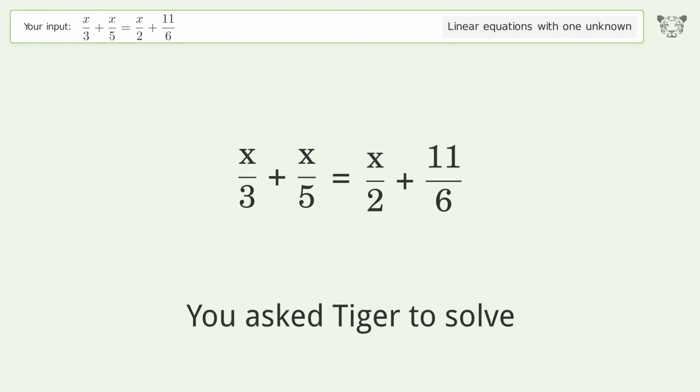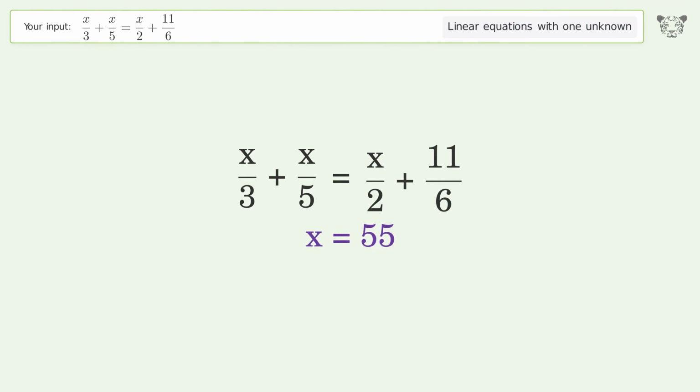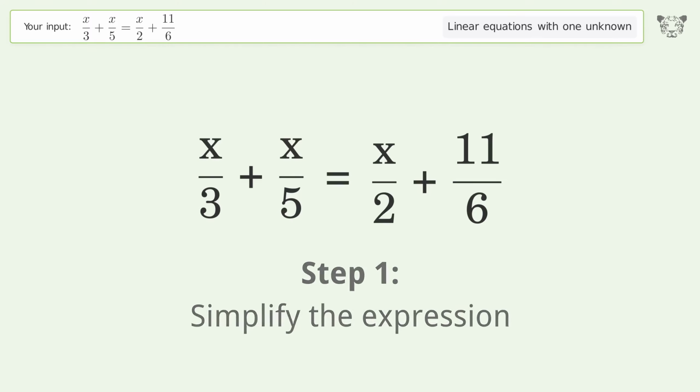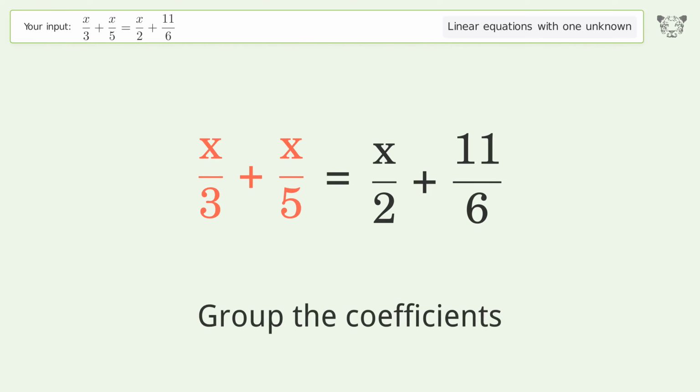You ask Tiger to solve. This deals with linear equations with one unknown. The final result is x equals 55. Let's solve it step by step. Simplify the expression. Group the coefficients.